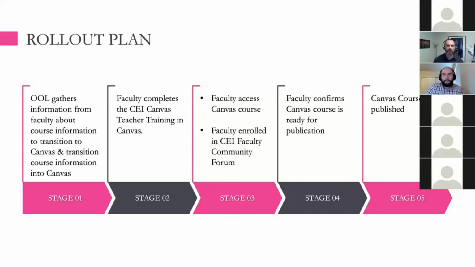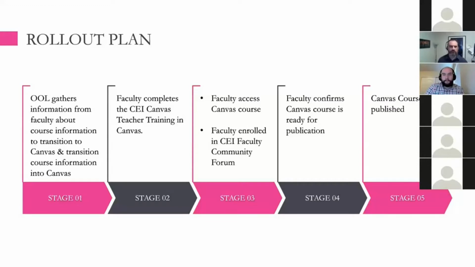So then the next stage is going to be accessing your Canvas course. Once you have access to your course, you're also going to be enrolled in the CEI Faculty Community Forum, which is a forum where we as faculty members can communicate with each other about successes or problems, or share resources. And then you can also access various resources in this forum. And then the next stage after that is you're going to be working with your dean, or your chairs and your deans, to make sure that your course is ready for publication, not just for CEI, but hopefully for a larger scale when we move more courses into Online Idaho.